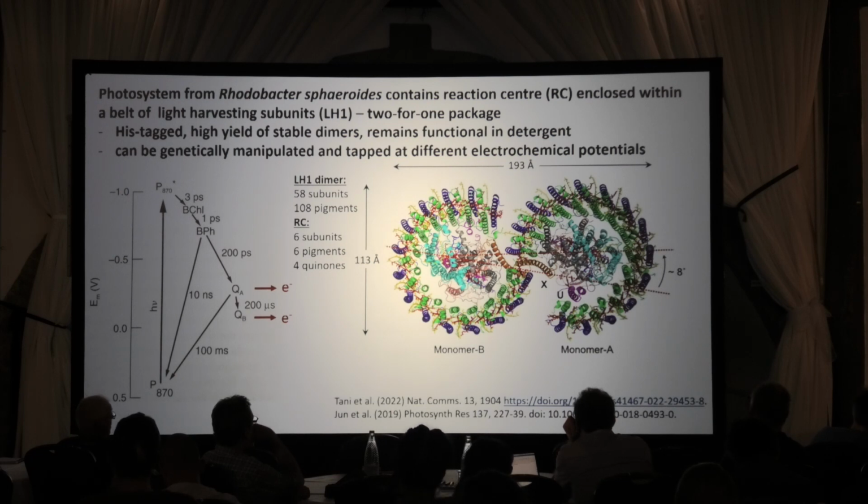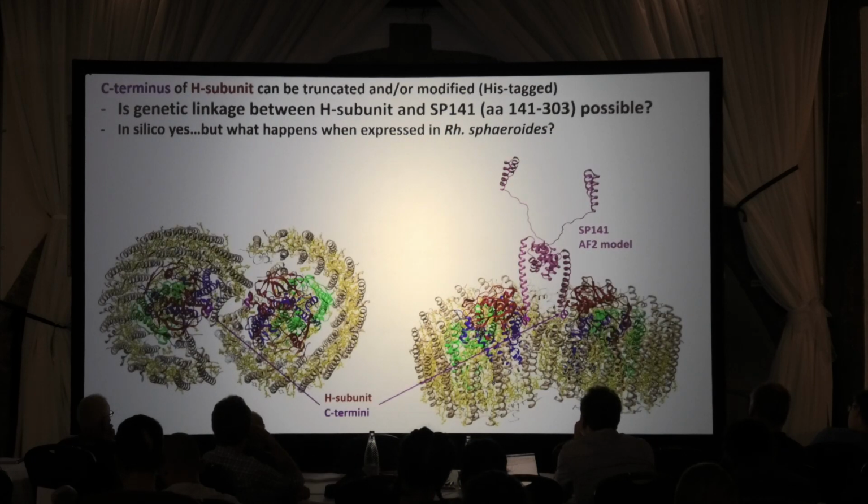And it can be isolated and manipulated. The H subunits will be truncated, so we can tap the electrons from different places with different potentials. As well, the idea was to link it directly to the scaffold on the H subunit, because our collaborators, Tom Beatty from the University of British Columbia, developed the system, and he managed to add small proteins to it.